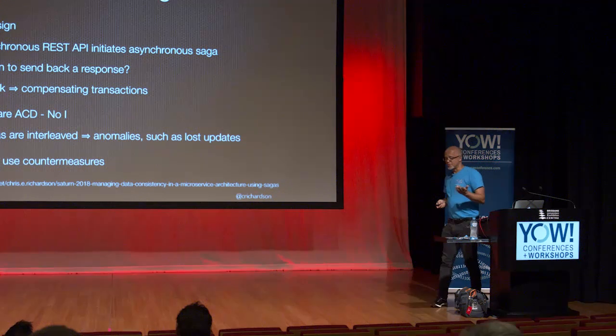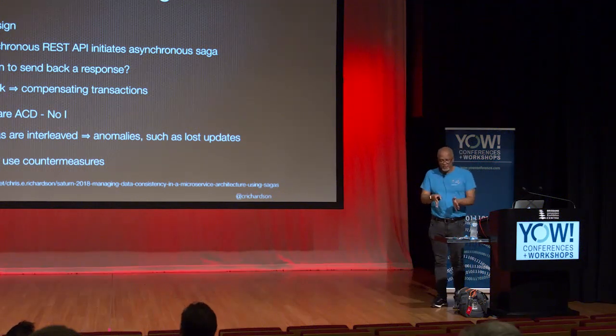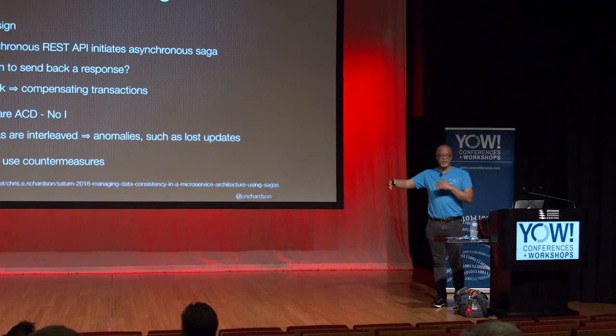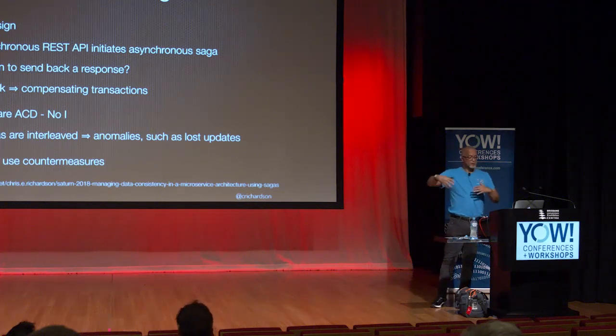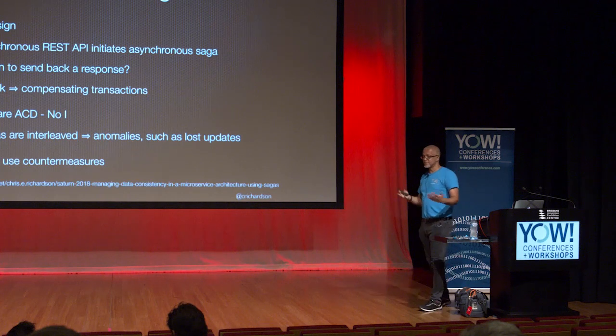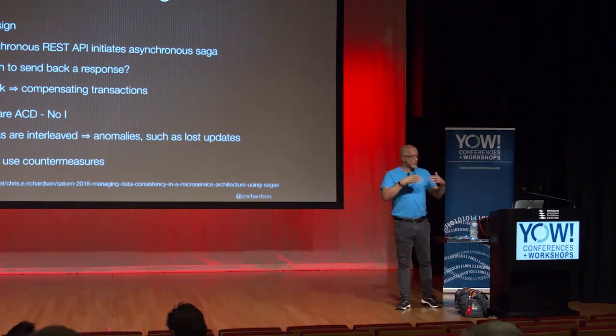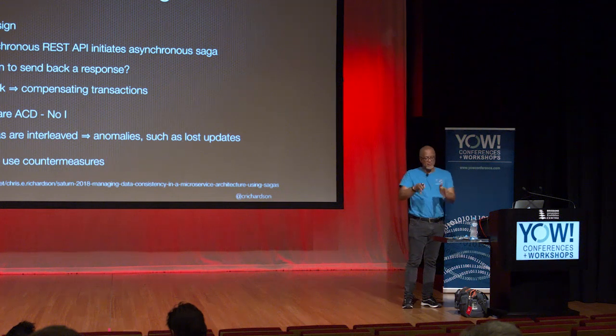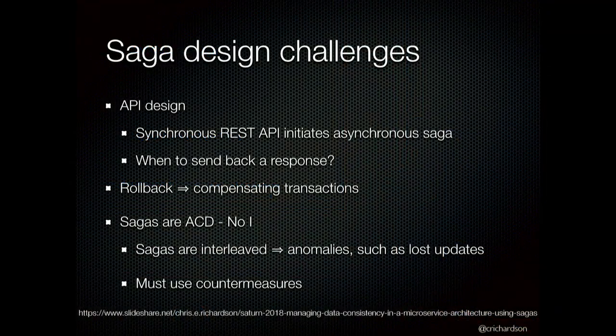The other problem you run into is that with ACID transactions, you can perform an arbitrary number of updates and then execute a rollback statement, and it's as if those updates were never performed. With sagas, each step is a local transaction that commits its changes, so you no longer have automatic rollback. You actually have to design and implement compensating transactions that explicitly undo what was done previously. So that's a complication.